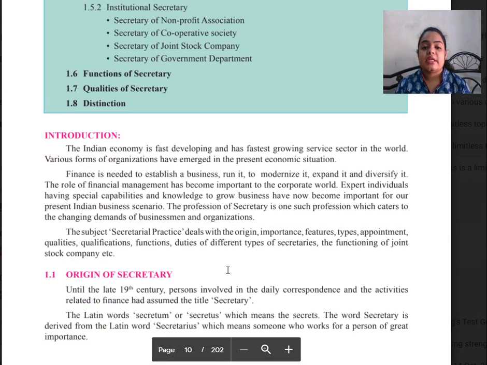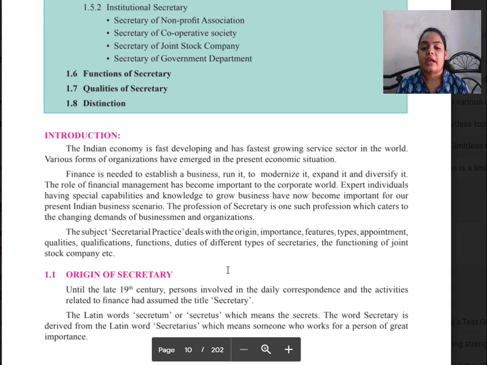The Indian economy is fast developing and has the fastest growing service sector in the world. Various forms of organizations have emerged in the present economic situation. Finance is needed to establish a business, run it, modernize it, expand it, and diversify it. The role of financial management has become important to the corporate world. Expert individuals having special capabilities and knowledge to grow business have now become important for the Indian business scenario. The profession of secretary is one such profession which caters to the changing demand of businessmen and organizations.